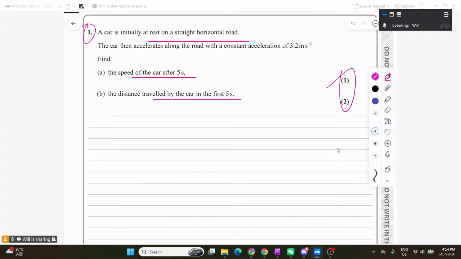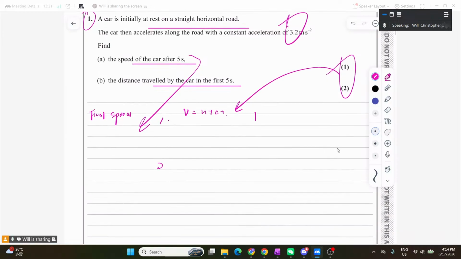First, the car is initially at rest, and then it accelerates. The speed, the final speed. This is the final speed. So can we use a motion formula, right? The motion formula v equals u plus at. No problem. This is question A.